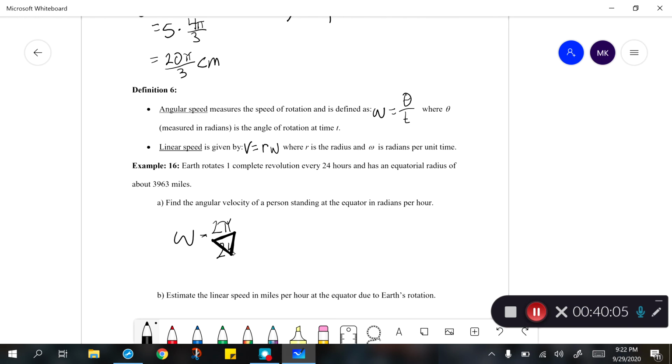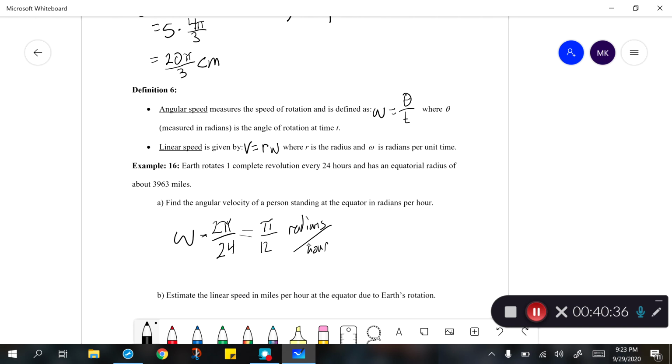Why did that give me a diamond? Okay. And very simply, that simplifies to be pi over 12 radians per hour. Okay. So we know that we complete one rotation. One rotation gives us 2 pi in a 24-hour period, giving us a time of 24.